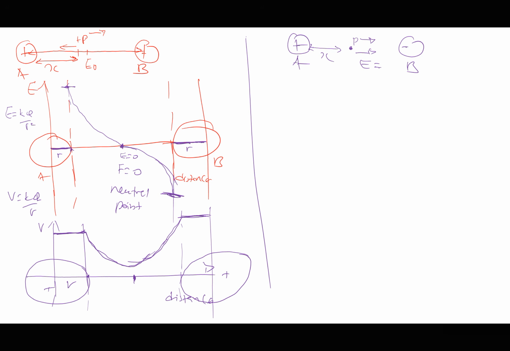So it means if I have a graph of E with the distance, then this graph will never cross the x-axis, because E will always be in one direction if I have unlike charges. In fact, E will always be towards the negative charge. Therefore, for the graph of this, there are two charged spheres. Okay, let me draw something better.